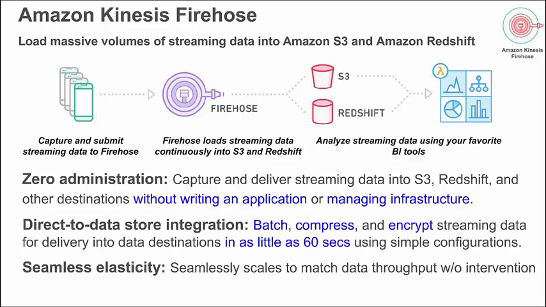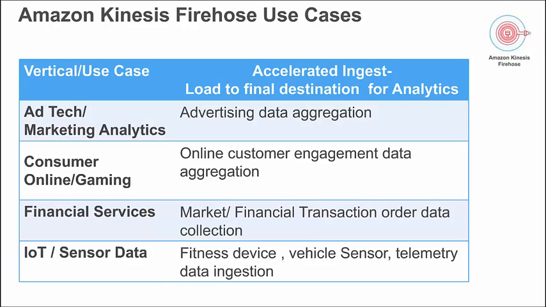And the service automatically scales to match the data throughput that you need without any intervention. And finally, with Amazon Kinesis Firehose, you only pay for the amount of data that you transmit through the service. There's no minimum fee or setup cost associated with it. So let's look at how customers adopt Kinesis Firehose and utilize Amazon S3 as a data lake for analytics purposes.